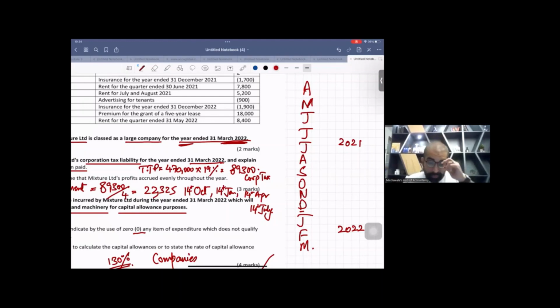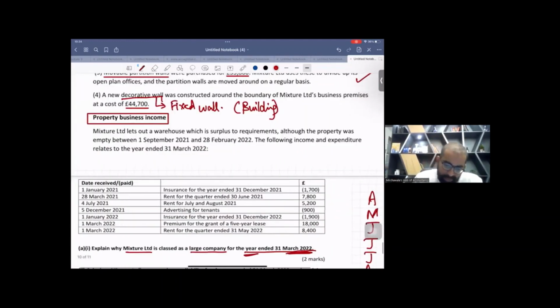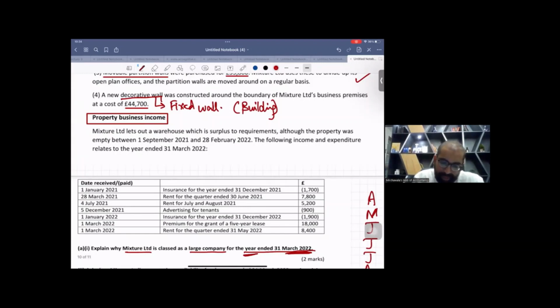Okay, let's start. Mixture Limited lets out a warehouse which is surplus to requirements, although the property was empty between 1st September 21 and 28 Feb 2022. The following income and expenditure relates to the year ended 31st March 2022. Don't sleep.